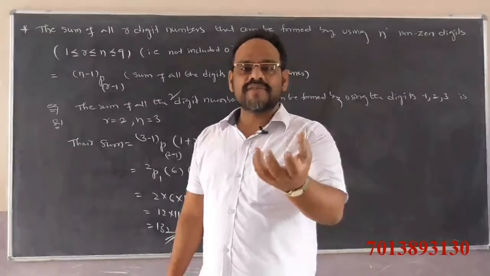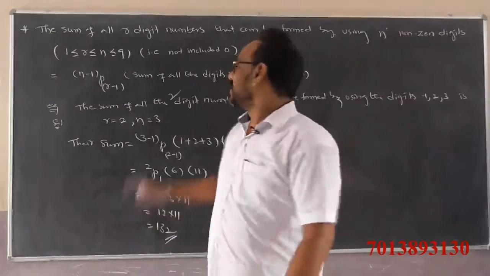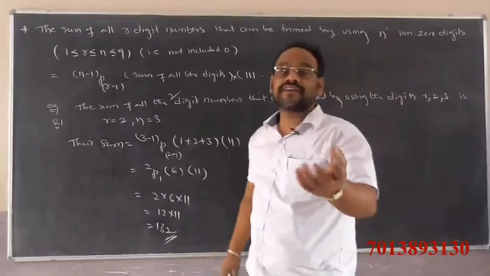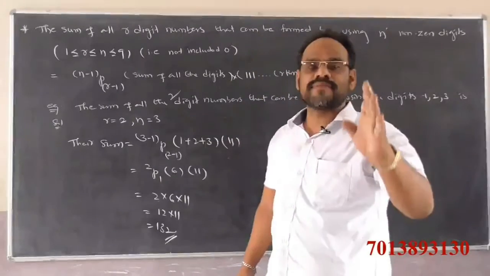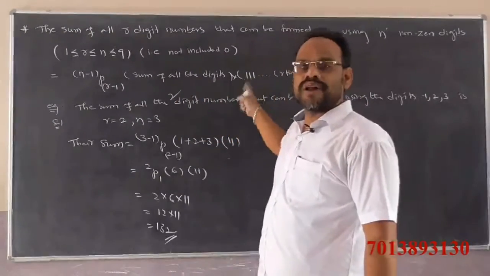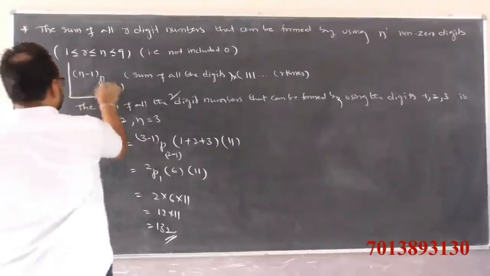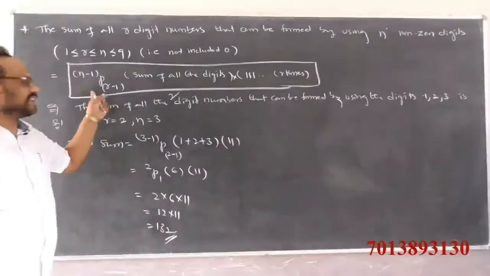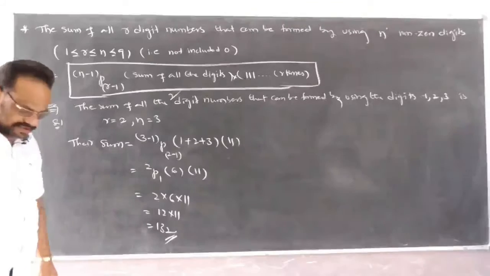The sum of all the r-digit numbers that can be formed by using n non-zero digits, that means not including 0, the formula is clearly (n minus 1)P(r minus 1) into the sum of all the digits into 1 into 1 up to r times. This is the formula. Next one.